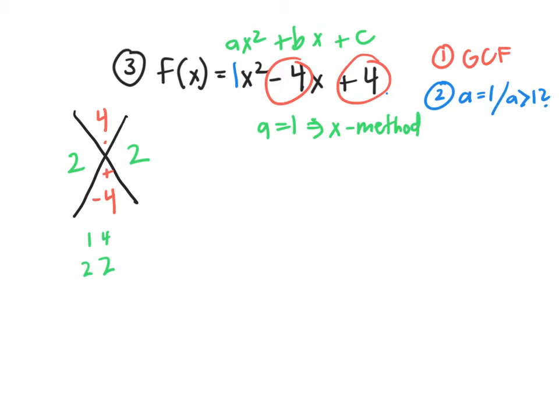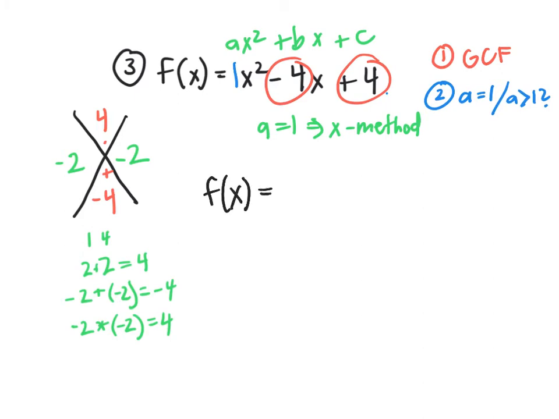But if I do 2 plus 2, and they're both positive, then I get a +4. But if I do -2 plus -2, then I'll get a -4. And if I do -2 times -2, I get a +4. So these both need to be negative. That means that my function is going to be f of x equals x minus 2 times x minus 2. Now, if I wanted, I could rewrite this. This is the same thing as x minus 2 squared, because there's 2 of them.